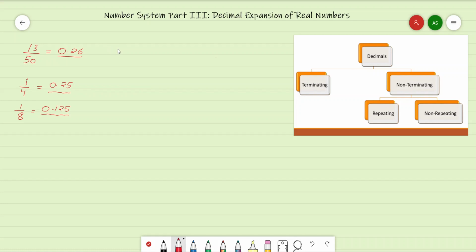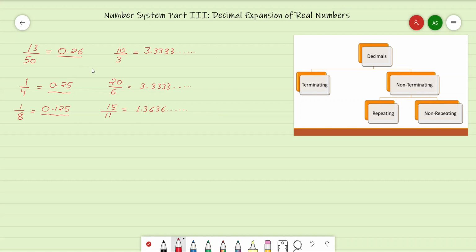For example, if I take 10 divided by 3. If you start dividing it, you will find that this number is coming like 3.3333 and it goes on. Same way, if you take 20 by 6, again you will be getting 3.3333 and so on. Same way, if you take the value as 15 by 11, you will obtain that this number is 1.3636 and it is going on.